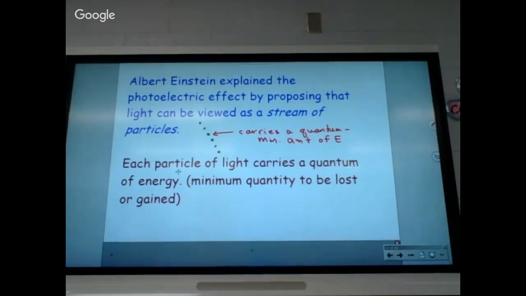Quanta is just plural for quantum. Quantum is for one particle. Quanta is multiple particles.